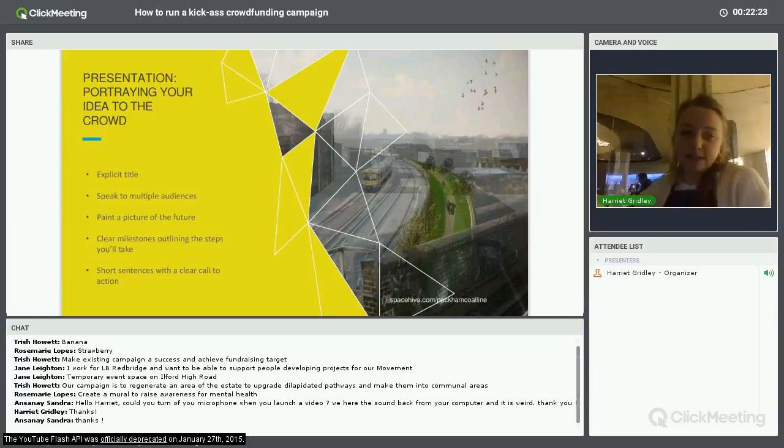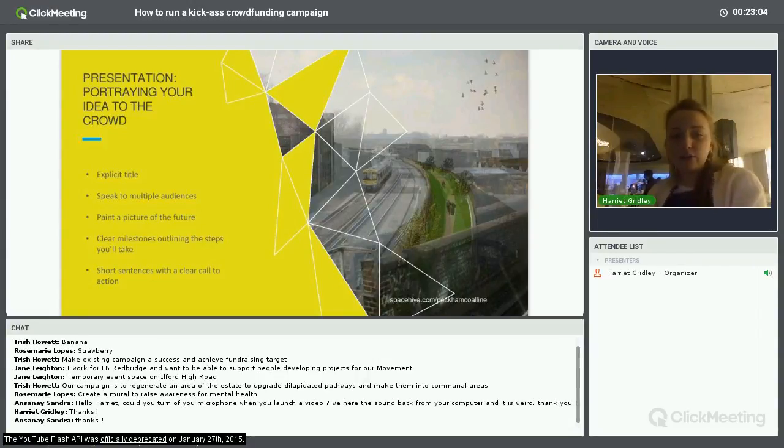Secondly, you want to speak to multiple audiences. As I mentioned earlier about the accessibility of your project idea, if you are trying to get money from local mums and dads and local businesses and grant funders, then you need to speak to all of them. As you're rereading through your project page, try to put yourself in the shoes of the potential backers that you'll be asking for money, and see if that project does appeal to you.